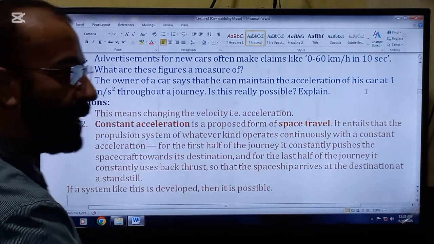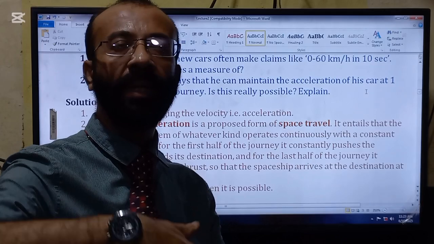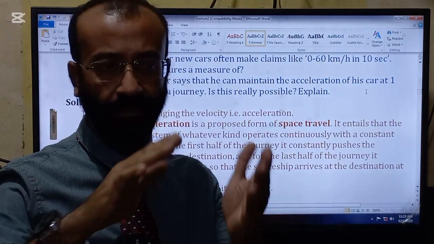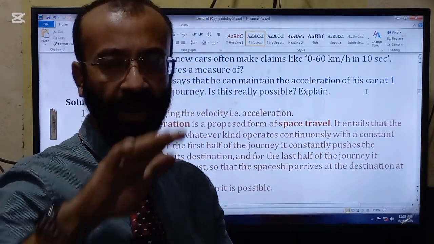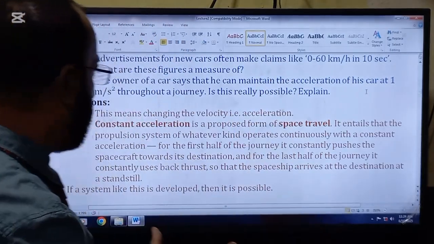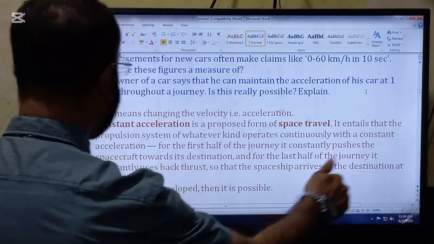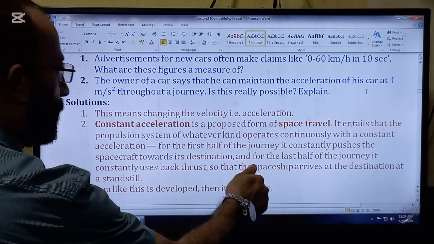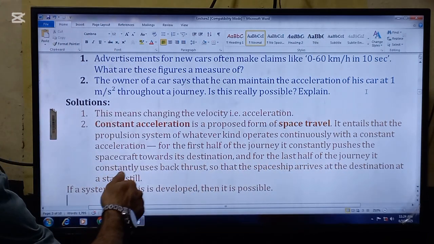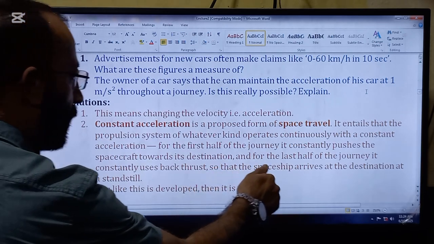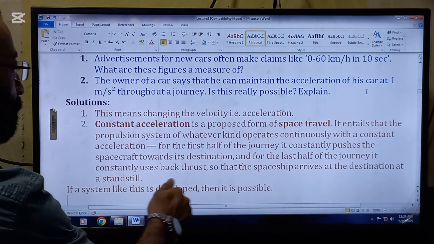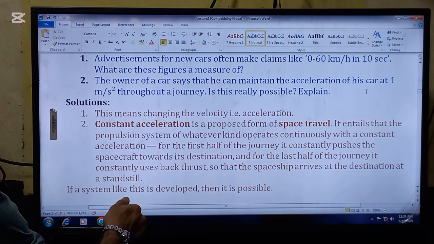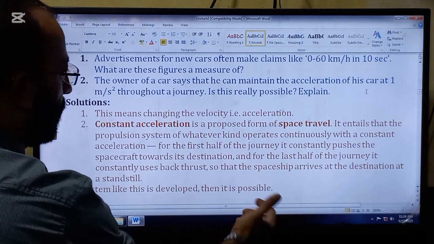acceleration. For the first half, when the rocket goes up, it goes with constant acceleration, and after reaching the midpoint, it goes to the downward position with a constant retarding velocity, slowing speed. For the first half of the journey, it constantly pushes the spacecraft towards its destination. And for the last half of the journey, it constantly uses back thrust so that the spaceship arrives at the destination at a standstill. If a system like this is developed, then it is possible.